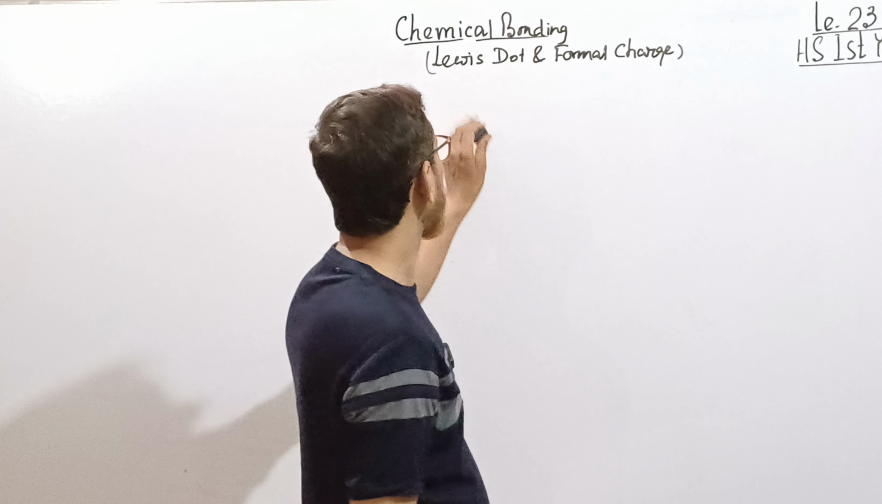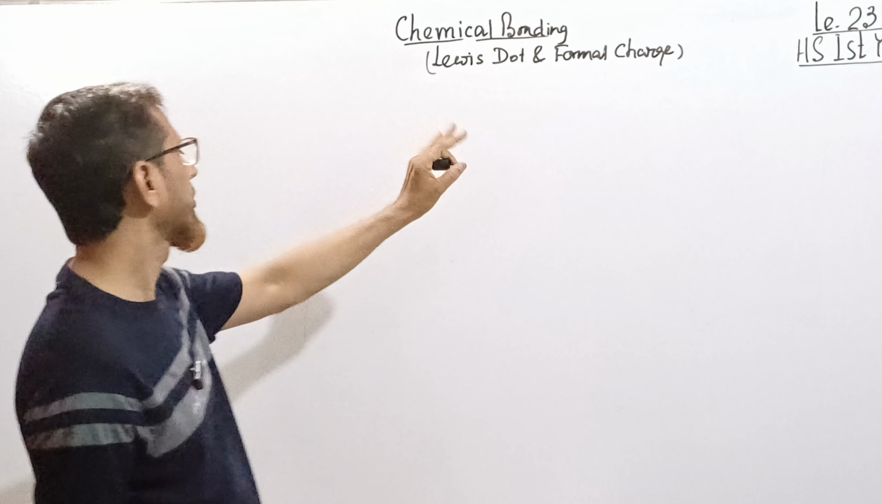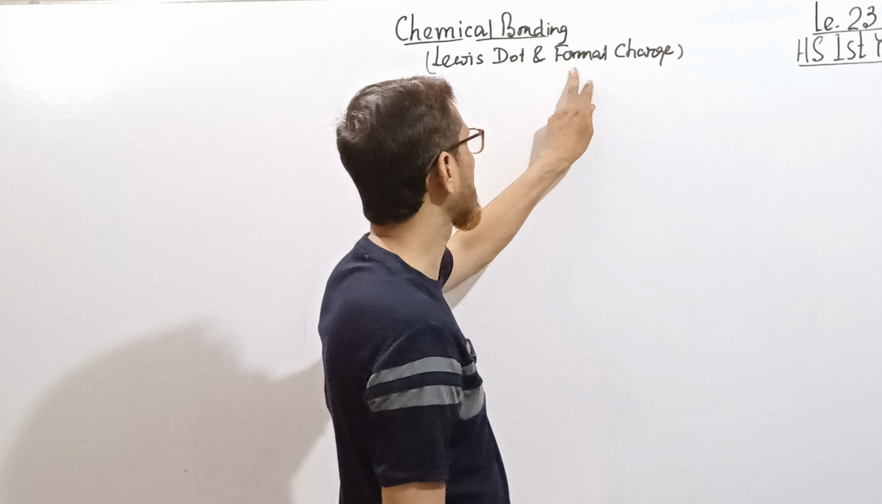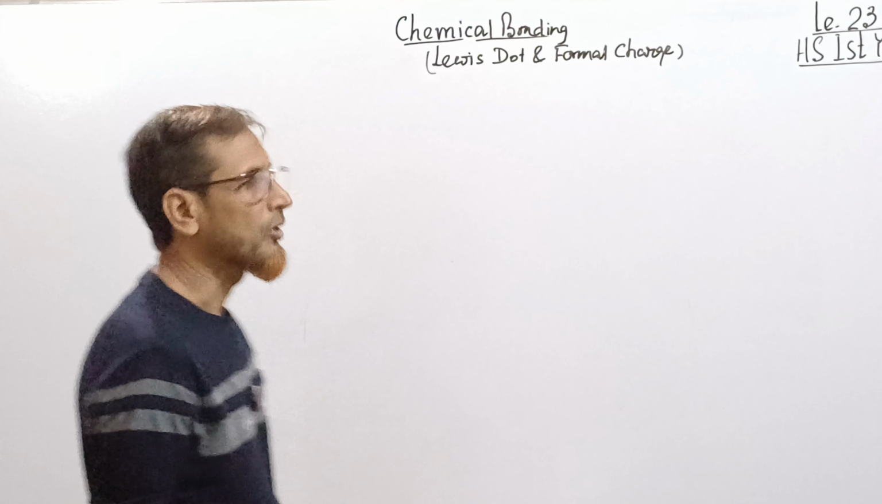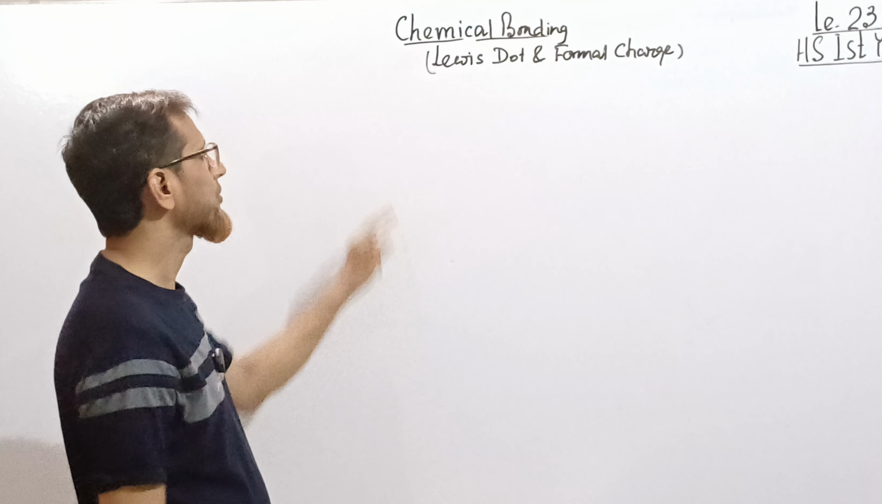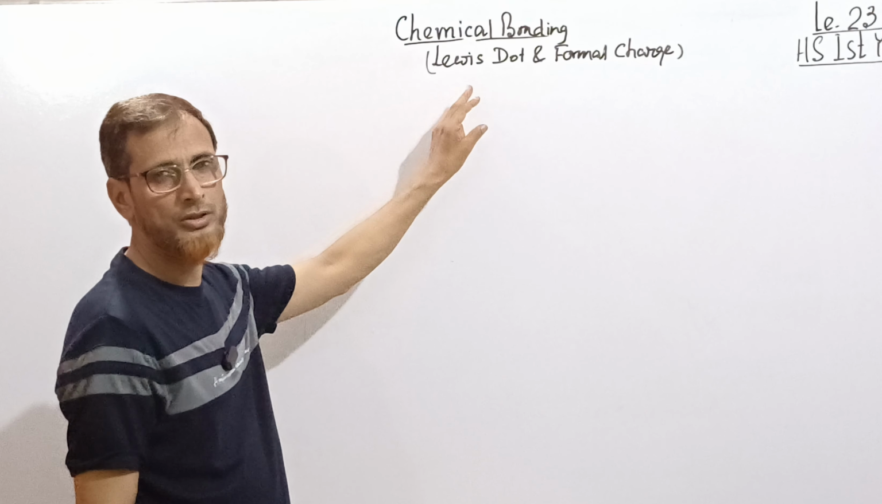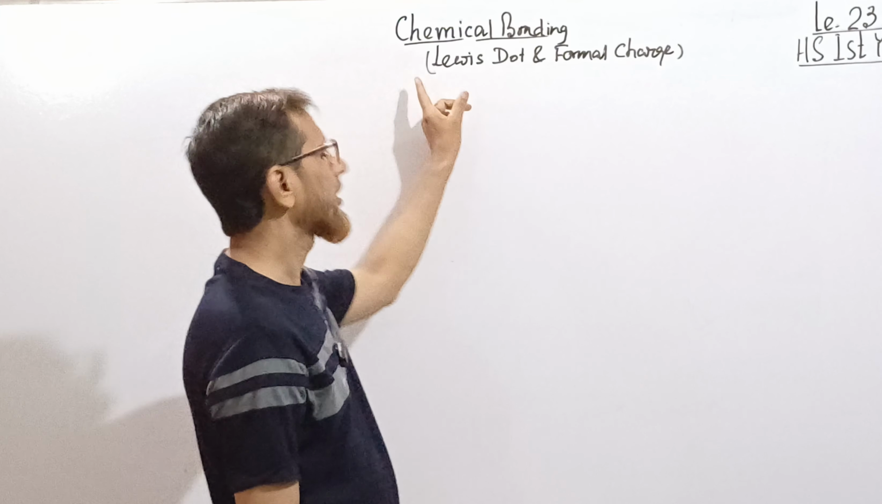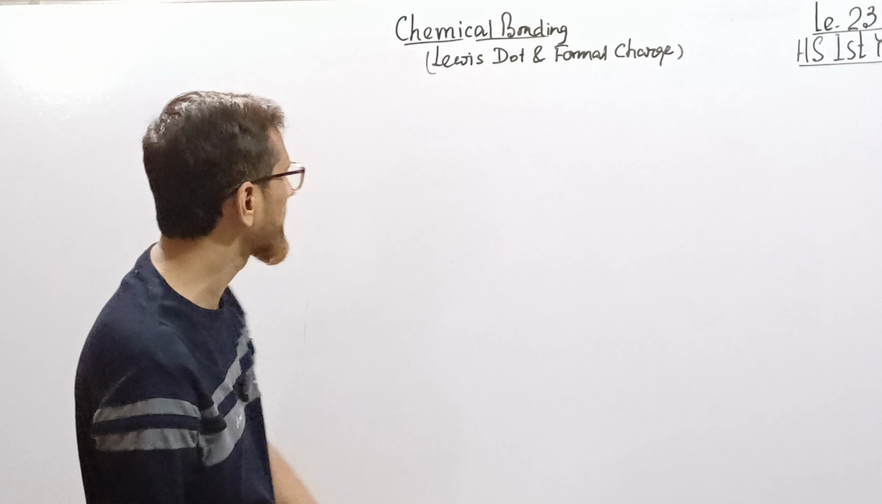So these things, Lewis dot structures, you have already got it, but today we will just discuss regarding formal charge and what is the utility of the formal charges. So bit by bit you will go to the depth of the topic. So first of all, let us tell some of the rules upon which we can write the Lewis dot structure.